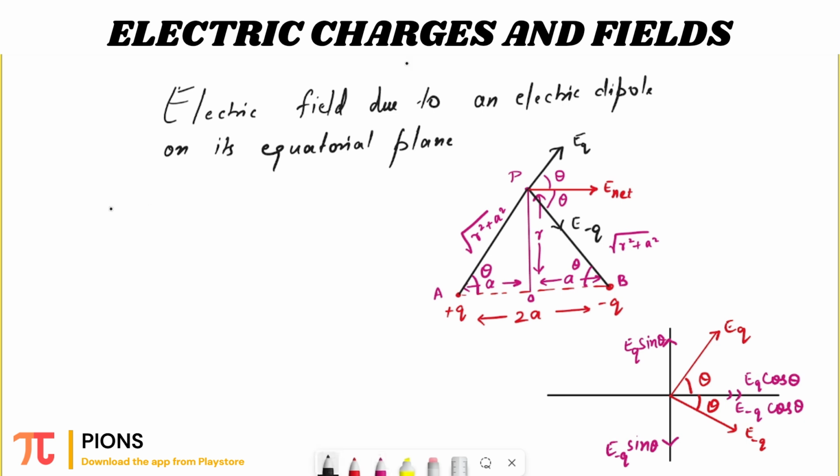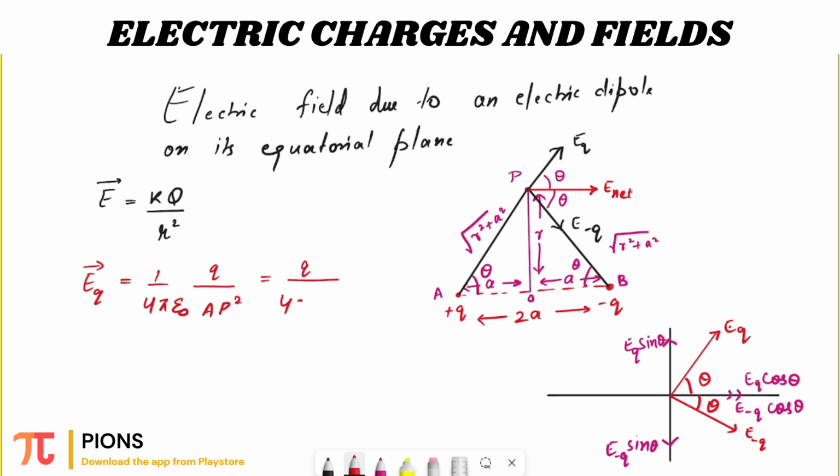Let's find the magnitude of EQ. Now if you remember, the electric field of any charge is given by K Q by R square. That's the electric field. So let's use the simple concept for our first charge, that is positive charge. Now E plus Q will be equal to K, which is 1 by 4 pi epsilon naught, we have discussed in the previous lectures. The charge is plus Q, and the separation here is AP square. And that we can write as Q upon 4 pi epsilon naught. And AP is nothing but root under, so squaring the root will go, and it will be R square plus A square. I hope this is clear.